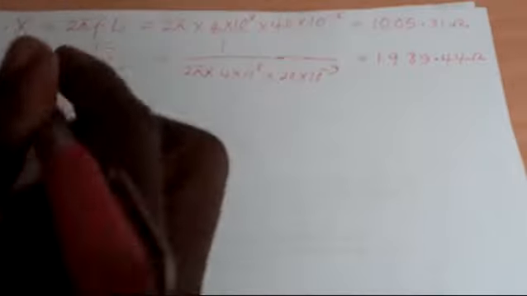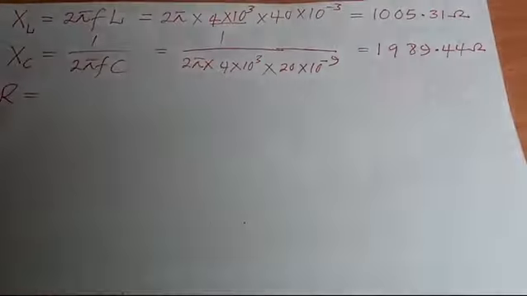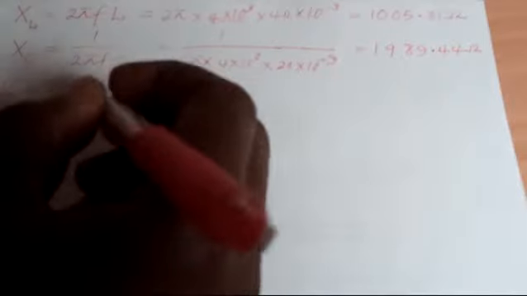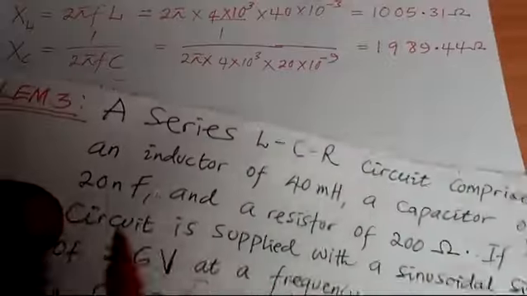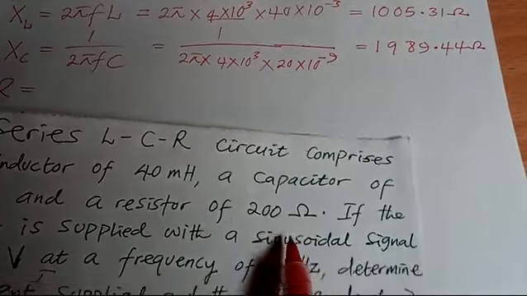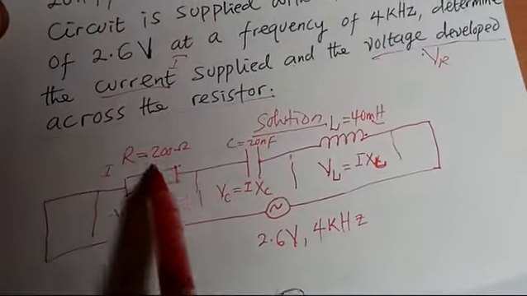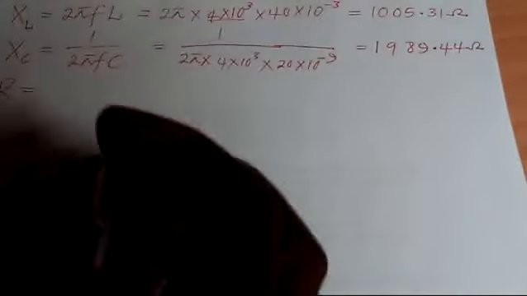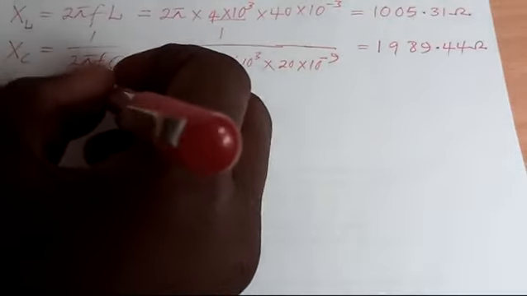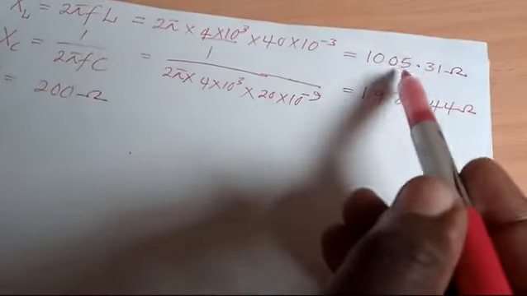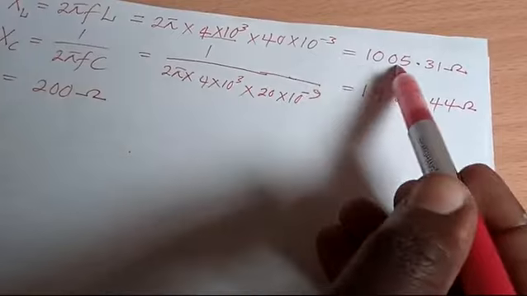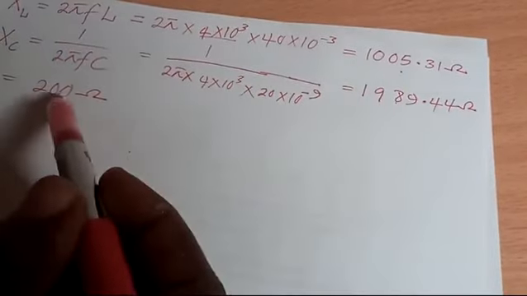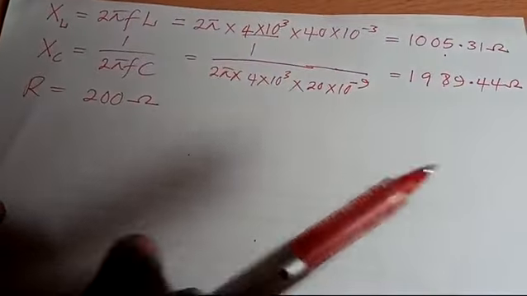Okay, remember again that the electrical resistance given is 200 ohm in the problem, and you can see it here also in the diagram. So this is 200 ohm. So these are the three resistances you have: one due to the capacitor, one due to the inductor, and the other one from the resistor.